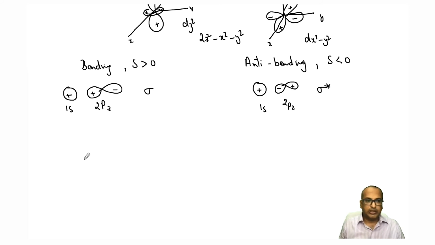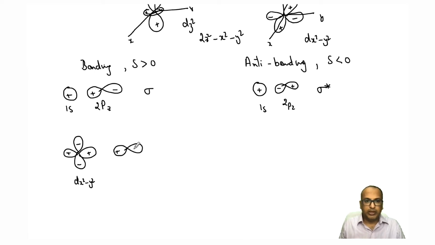Okay. So now let's also see, let's say if you have dx square minus y square and 2px. So dx square minus y square will look like this, where we have positive side that is x and negative side that is y. So this is dx square minus y square, and you have 2px.